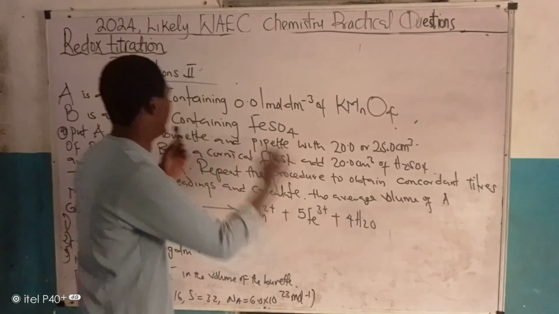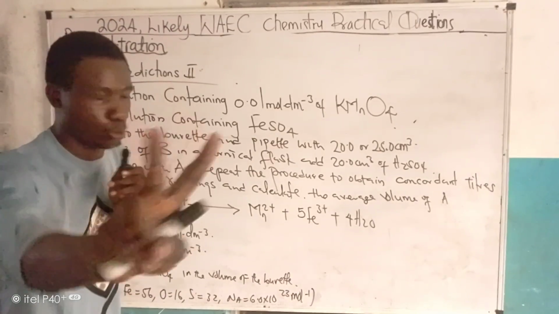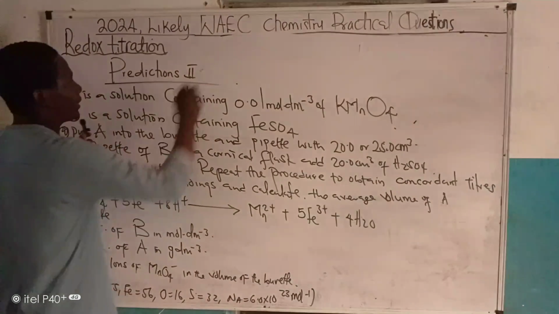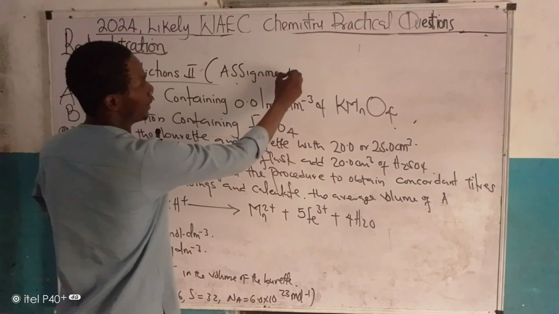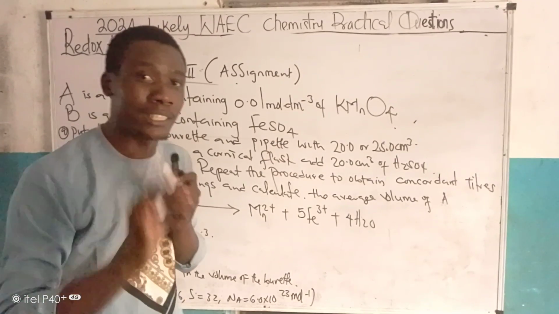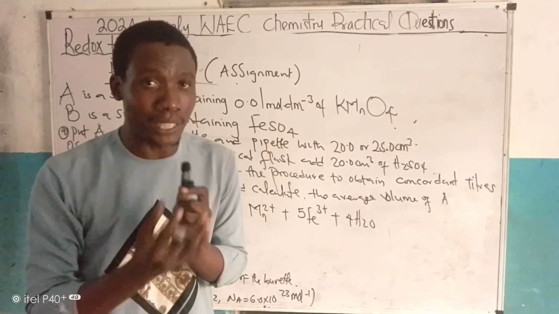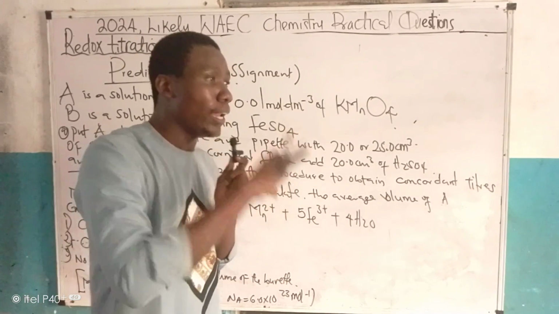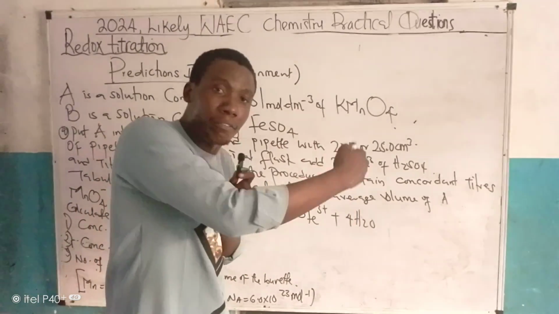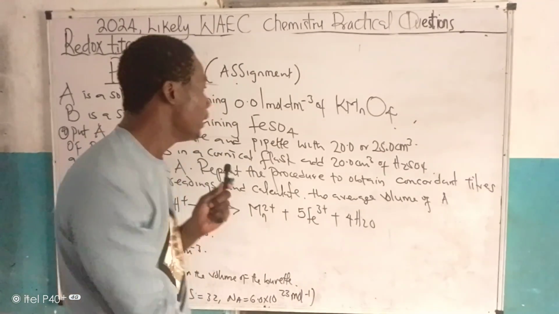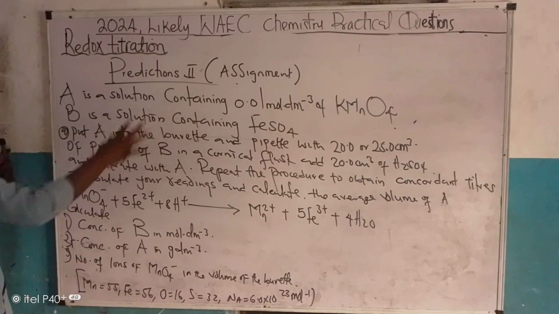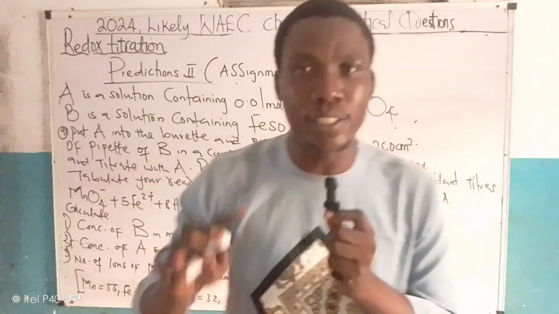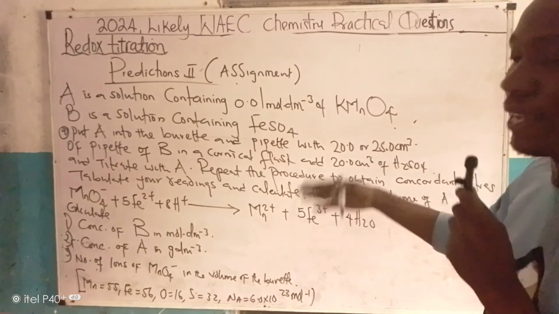Okay, now, here is prediction 2. You are going to take this as your assignment. Remember that your endpoint remains the same. What is your endpoint? 18.0. So you have to manipulate a table around 18.0 like the way I taught you. You calculate the average volume of A. When you are done, then solve this question. Okay? This is prediction 2. Please, when you are done solving, send your answer to me in the comment section.